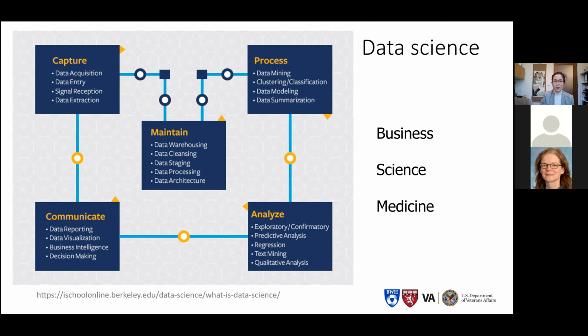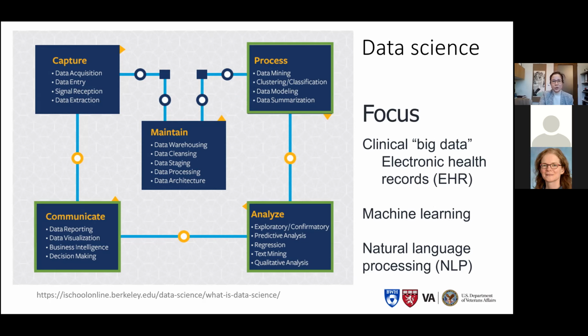Obviously, this field now crosses business, science, and medicine. And so you can see a lot of the jargon on the left in the figure is not words that we typically use in our work. So for this talk, I'm going to focus on the areas where I think researchers really pick up, or where we tend to live in the field of data science, and that's in the processing, the analysis, and the communications. And I'd like to focus on clinical big data, which is electronic health records, and really just touch upon machine learning and natural language processing today.